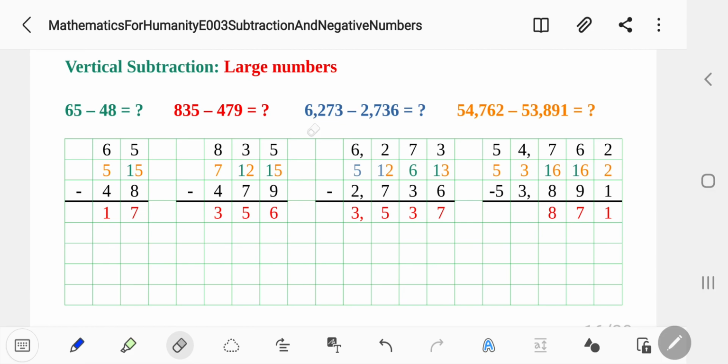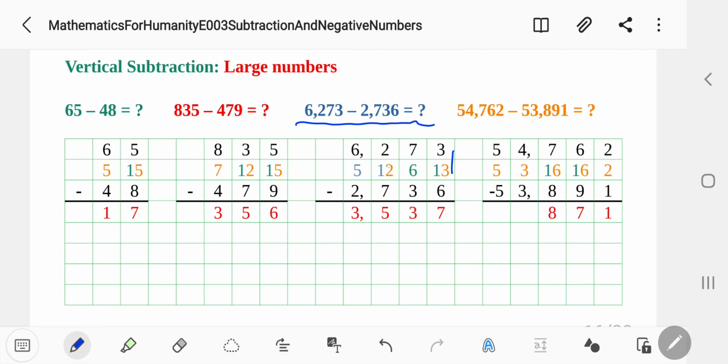So anyway, going back to here, 6,273 minus 2,736. So from here you have 3. You can bring down the 3 here, but 3 is less than 6, so you have to borrow 10 from the next number. So this becomes 13, but the next number will be decreased by 1, so 6 here, but 6 is greater than 3, so it's okay, no problem.